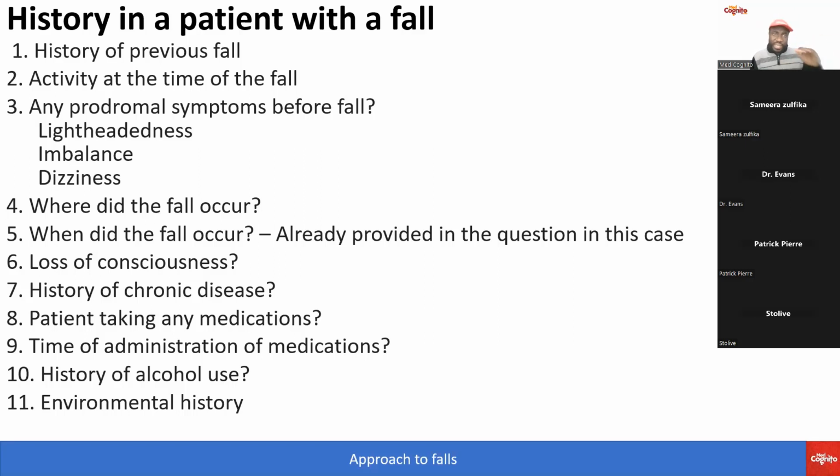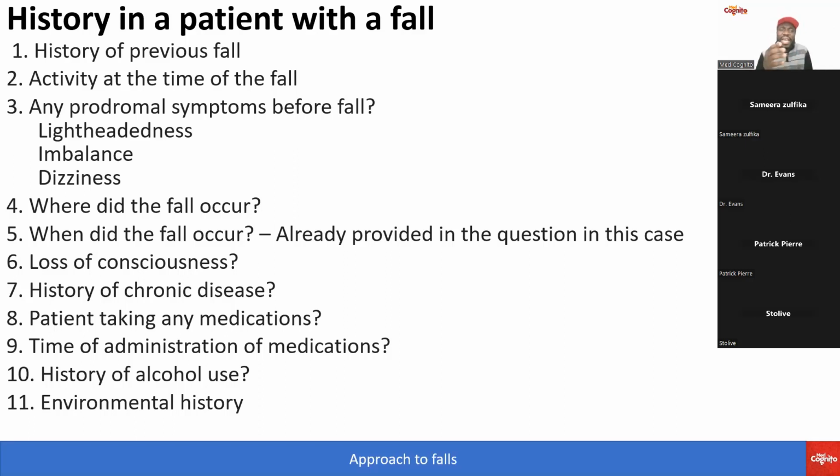Please note these questions very carefully, because if you have a patient with fall, you want to find out about these. Where did the fall occur? Was it in the bathroom? Was it in the sitting room? Was the place carpeted, and even with the carpet, is it woolen carpet or not? When did the fall occur? But you realize that in this particular case scenario, we've already provided, we said 2 hours ago. Okay, was there any loss of consciousness?